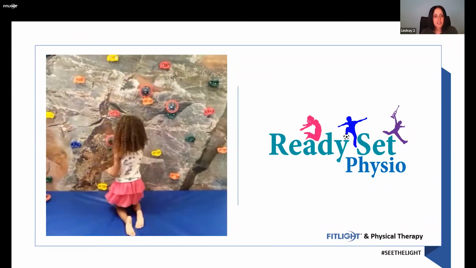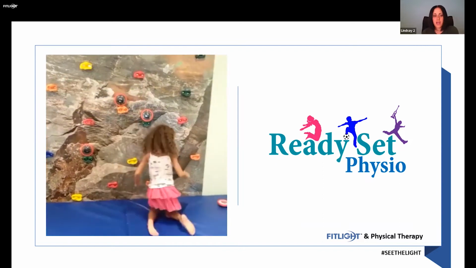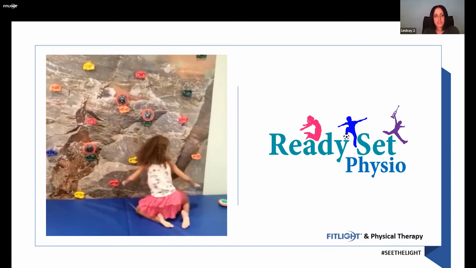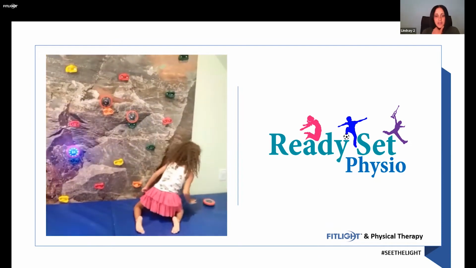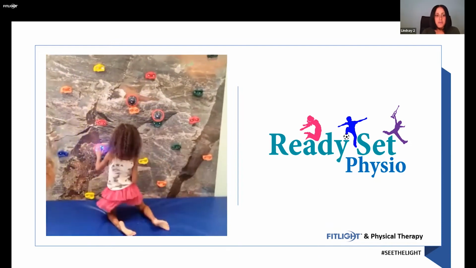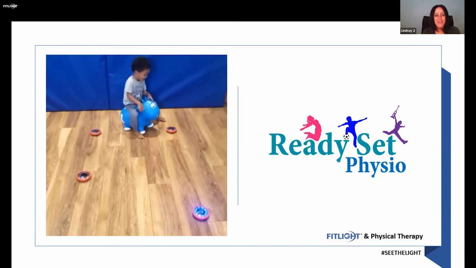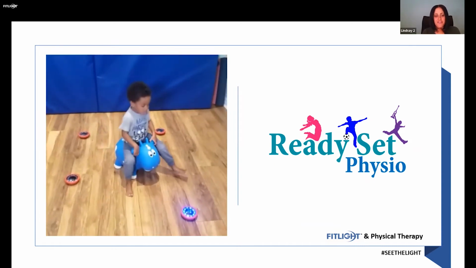Here, working on some tall kneeling. If a kiddo has weak glutes or weak trunk control, and I really want them up in that tall kneeling position and moving laterally, obviously getting them to reach up and move down, and you can make that harder. This little guy is just working on some core stability in a fun way.